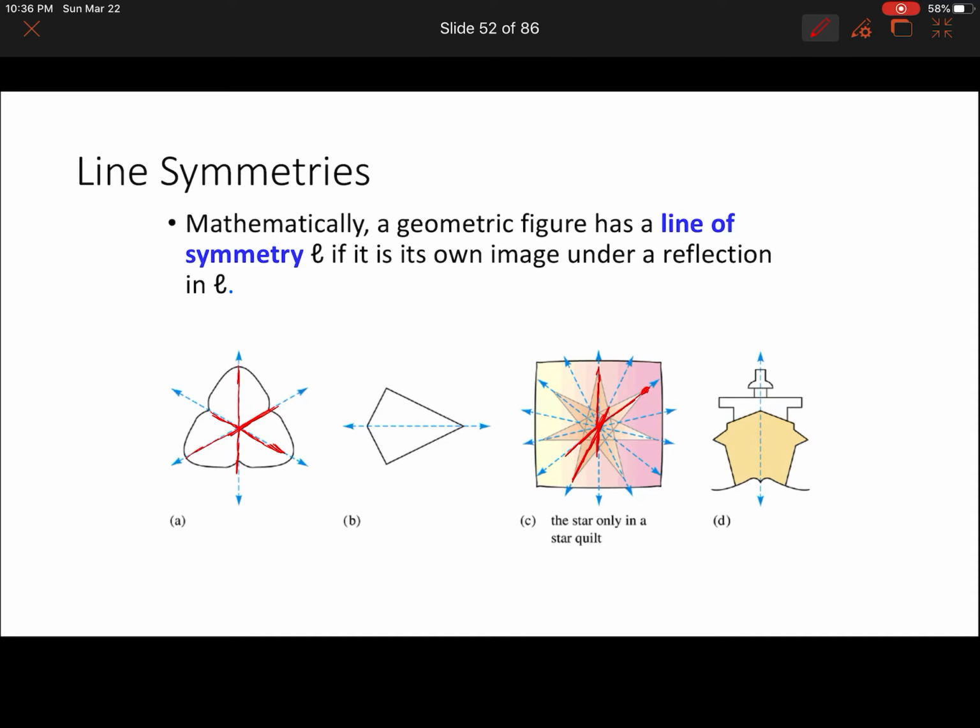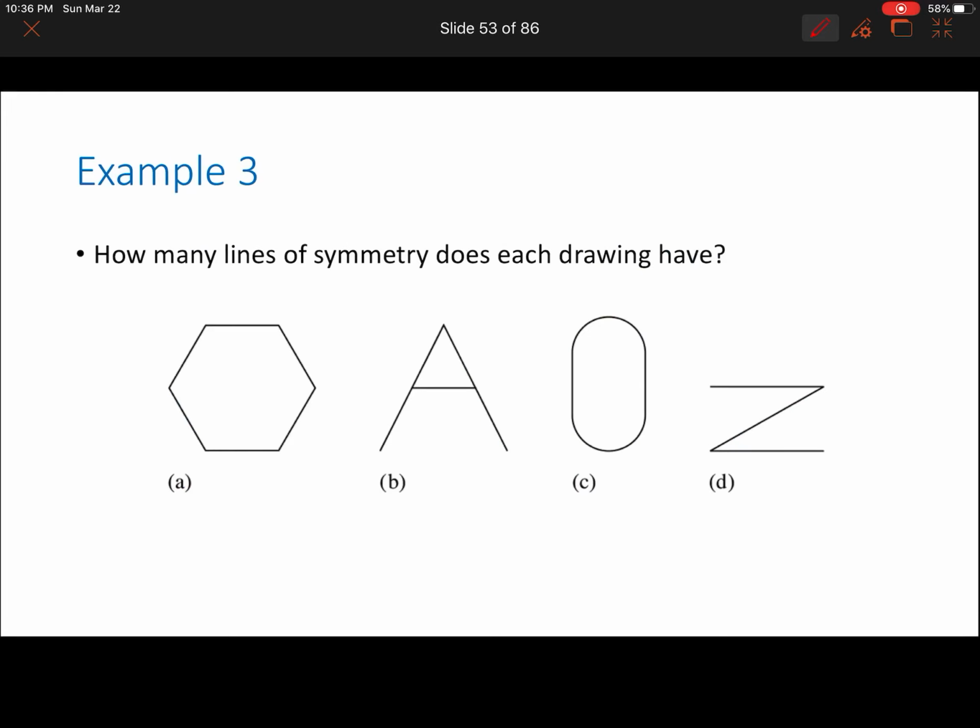And then in figure D, I don't know what this is supposed to be. It looks like a boat to me. Maybe that's what it is. But it does have a line of symmetry right down the middle, vertically. If you were to take the right side and fold it on top of the left side or vice versa, you would see that you do get the same exact thing on both sides.